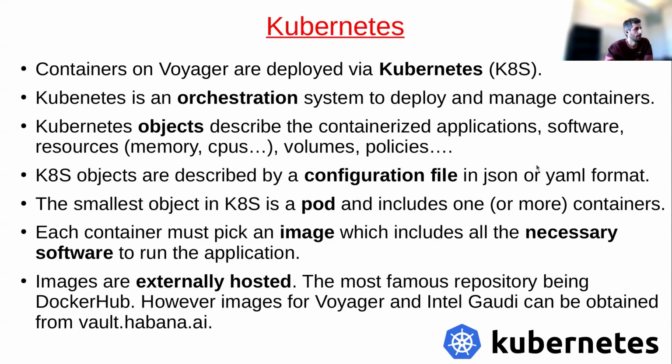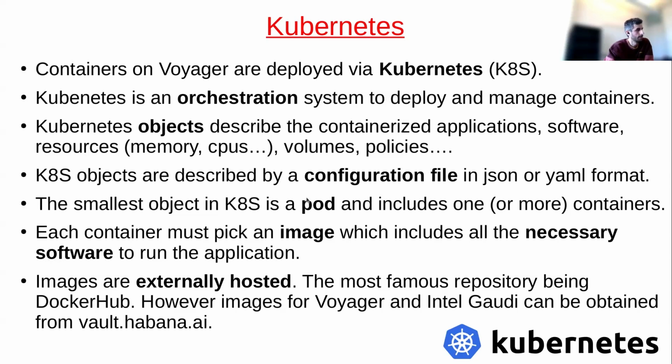So in this file, you can define, for example, the smallest object in Kubernetes. That's a pod. Here for Voyager, you will have just one container, but you could include more containers in one pod. I think it's simple, just one. So you can put your application in the container and then the container inside the pod, and you can run this on Voyager.